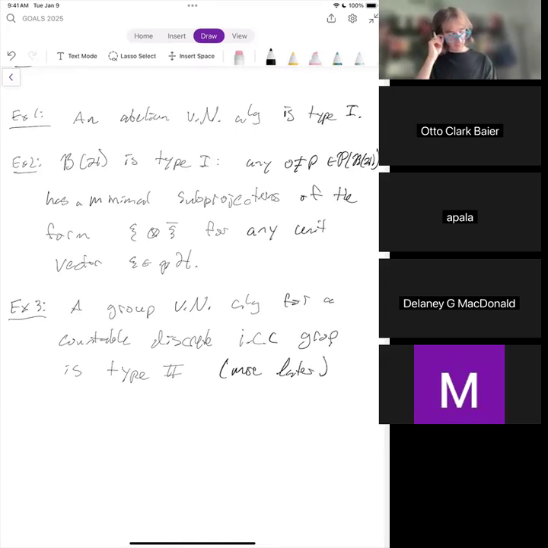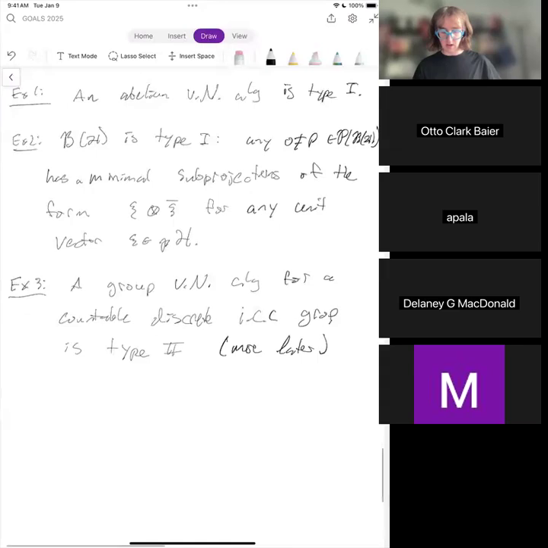And the notes don't really elaborate much on type 3. I do see on the schedule that there'll be something on Tomita-Takesaki theory later. So type 3, I won't say any examples now. I think you'll be given more at a later time. I think it would just be confusing if I said some of them.